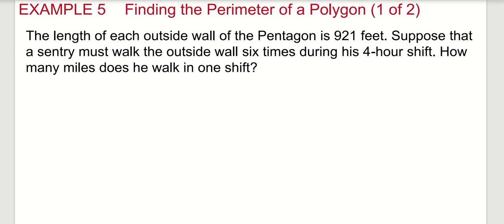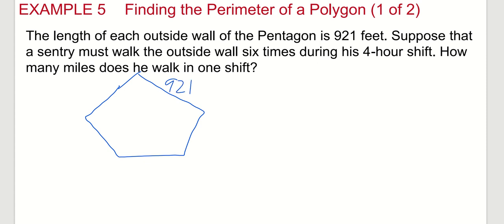Let's take a look at the next example. They say that the length of each wall of the pentagon is 921 feet. So I'm just going to try and do a rough sketch here. Each of these is 921 feet. Again, penta means 5 sides. Suppose that a sentry must walk the outside wall 6 times during his 4-hour shift. How many miles does he walk in one shift?